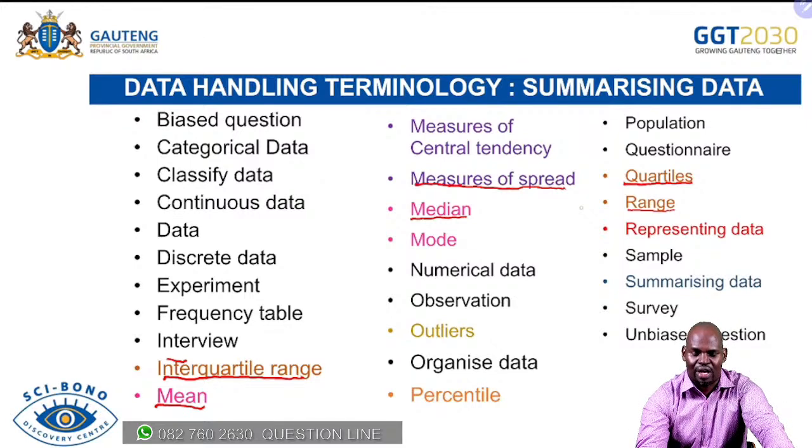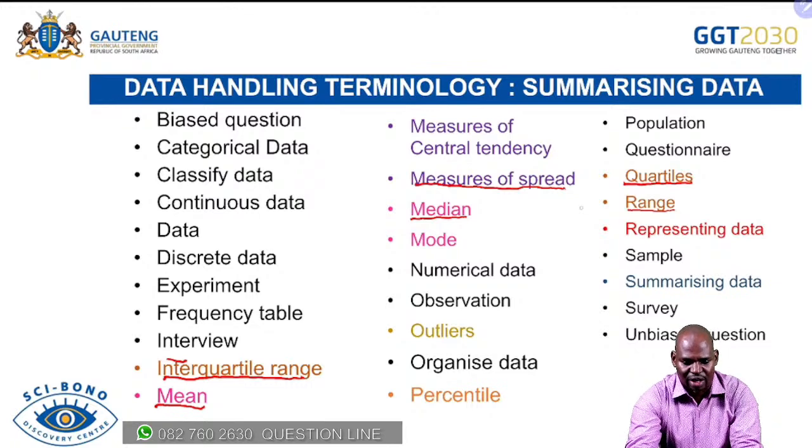Or you can say maximum minus minimum, that will also give you a range. But in terms of a definition, we say it is the difference between the biggest number and the smallest number. Or you can say the difference between maximum and minimum. Okay.